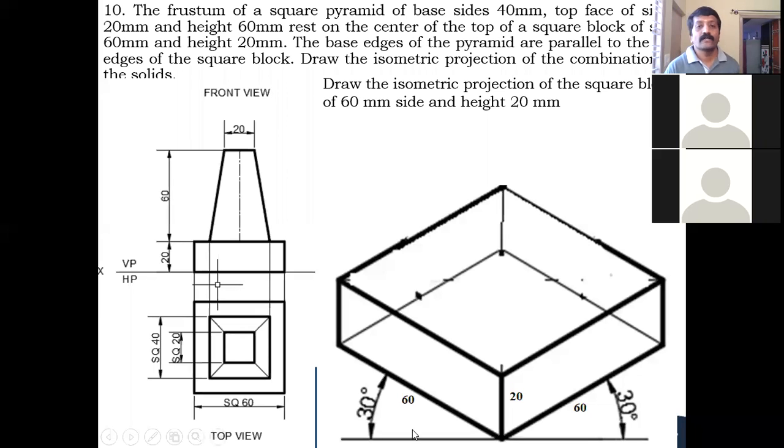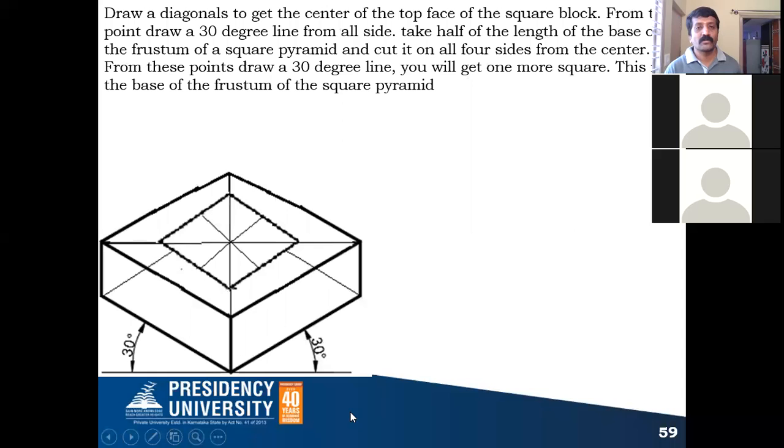How to do it? First, you draw the center of the face of your square block by drawing the diagonals. Let me show you here. Draw the diagonals to get the center of the face of your square block. After doing this, you're all familiar with this method. You draw a 30-degree line in this direction and a 30-degree line in this direction. Draw this 30-degree line in both directions, on all four sides.